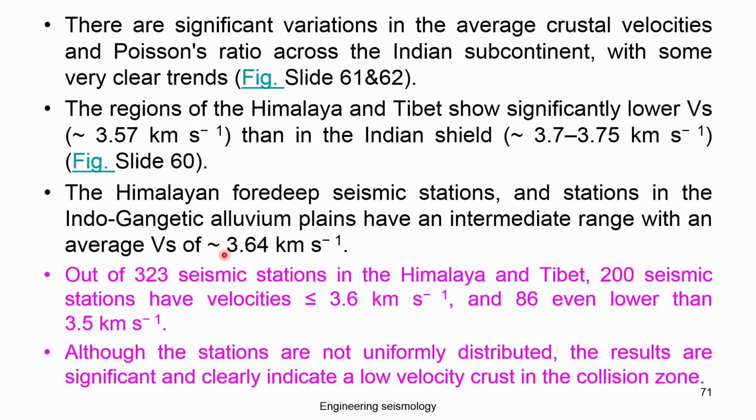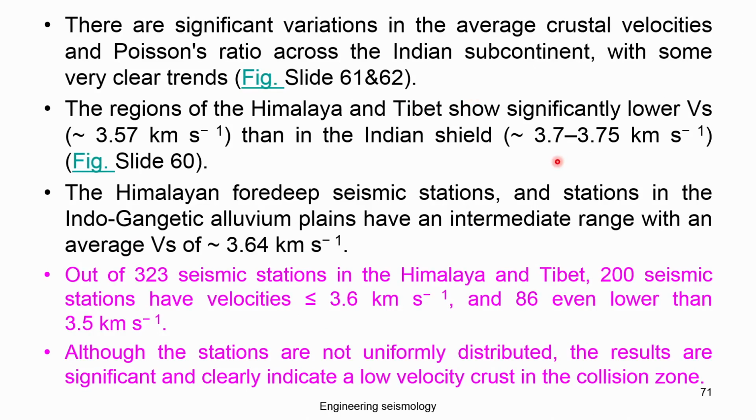of the epicenter. So the Himalayan foreland strip seismic stations and stations in the Indo-Gangetic alluvial plain have an intermediate range of velocity, around 3.65 km per second. Out of 322 seismic stations in the Himalaya and Tibet, 200 seismic stations have velocities less than 3.6 km per second and 86 have an even lower value of 3.5. Okay, this was about the Himalayan and Tibet stations, which are run by our Indian institutions.